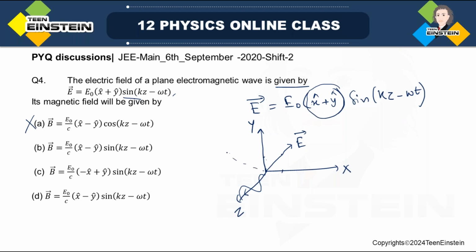The possibility can be this one, this way, where it will be 90°. Another possibility is this way, where it will be 90°. So these are two possibilities of my magnetic field direction, along which the magnetic field can oscillate. Now we have to check what is the correct possibility. One is along positive x, minus y, or minus x, positive y. So that thing we have to check.